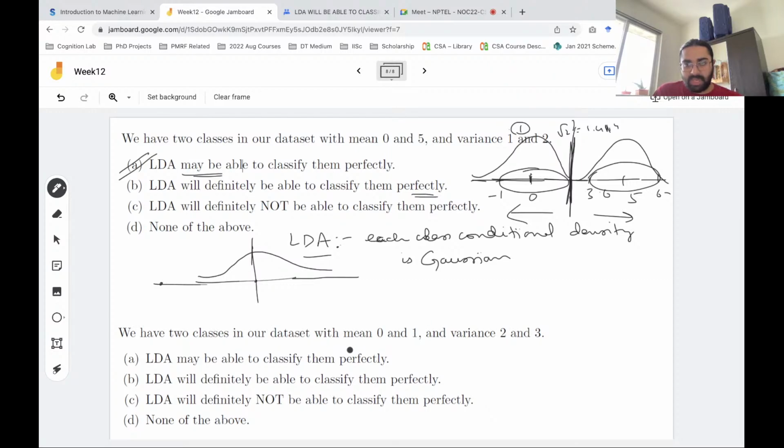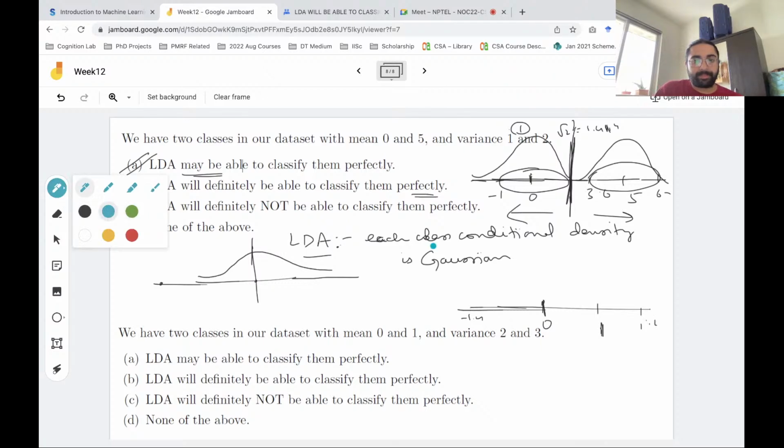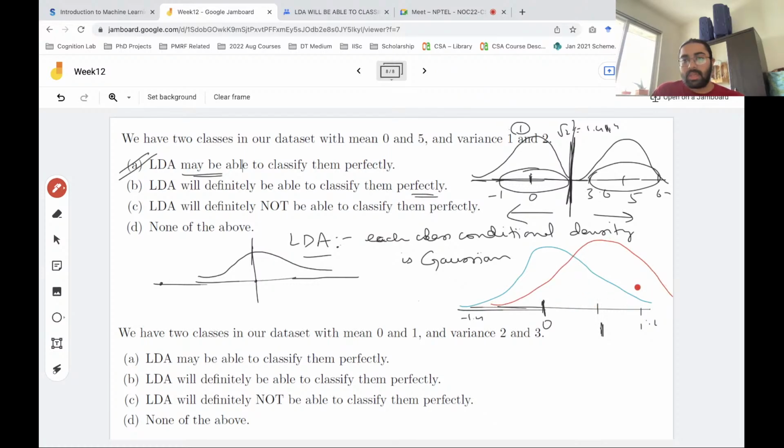In a similar thought process, when I have means 0 and 0, and variances 1 and 2, right? Two classes here. Variance is 2, so this can go from minus 1.4 to plus 1.4, something like this. So this is, for example, class 1. And class 2 is, for example, with variance 3, so standard deviation about 1.73, something like that, right? So it's going like this. So what's happening here is we have a lot of overlap between these two.